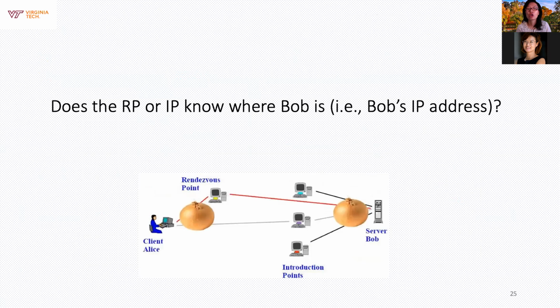So, go back home and make sure that you understand that the RP and IP, none of them know where Bob is, or Alice, for that matter. And it's truly a hidden service.